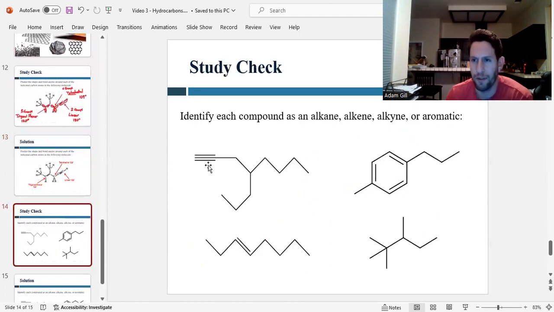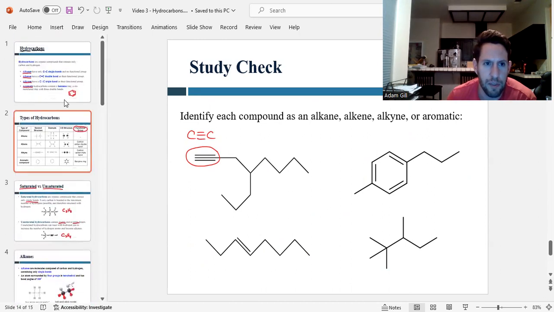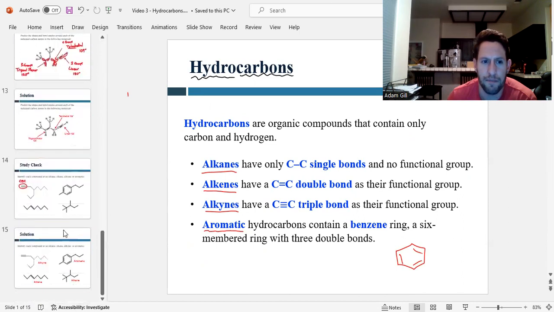Let's do one more quick study check. Identify each compound as an alkane, alkene, alkyne, or aromatic. Let's start with this one on the left. Looking at this, I immediately noticed this carbon-carbon triple bond. And so anything that has a carbon-carbon triple bond is an alkyne with a Y.